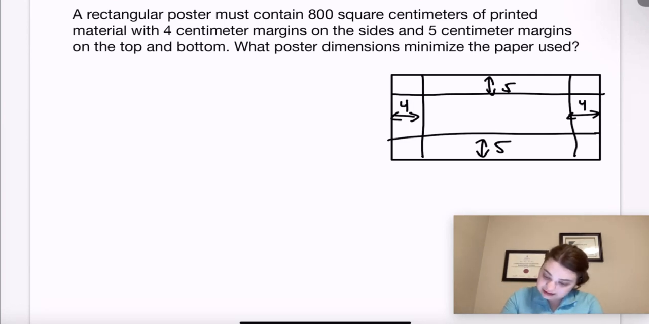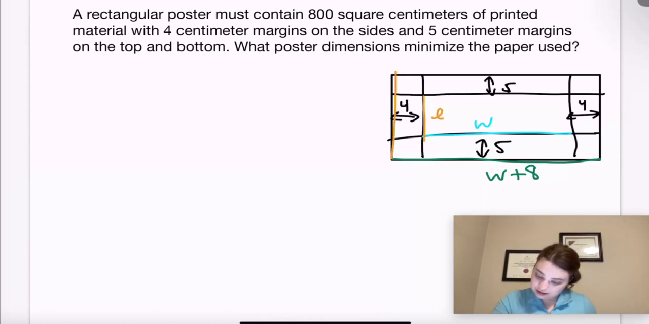Because if this is our width, then the total width would be the same as the width we had before, plus the extra 4 on either side, so plus 8. And then a similar argument could be made for the lengths. We could say that this is our length, and then over here, we have that same length plus 10, plus the extra 5s on either side.